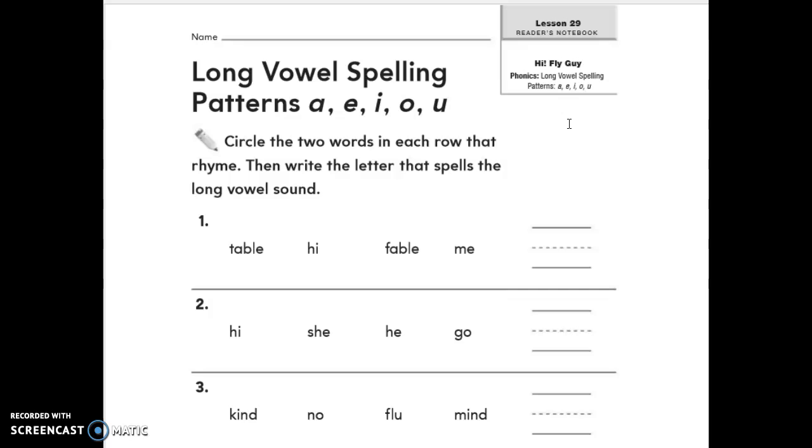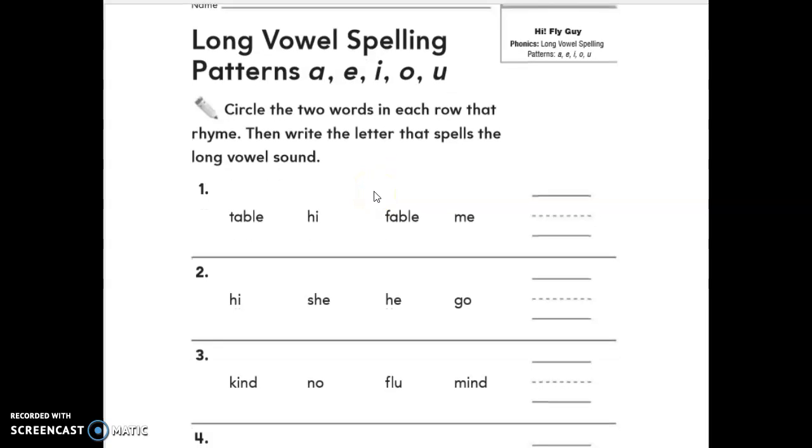Long vowel spelling, A-E-I-O-U. Circle the 2 words in each row that rhyme. Then write the letter that spells the long vowel sound. Let's read all of the words and then decide which ones rhyme. Ready? Table, high, fable, me. Which two words have the same ending sound? Listen again. Table, high, fable, me. Table high? No. Table fable? Yes. So we are going to circle those two words.